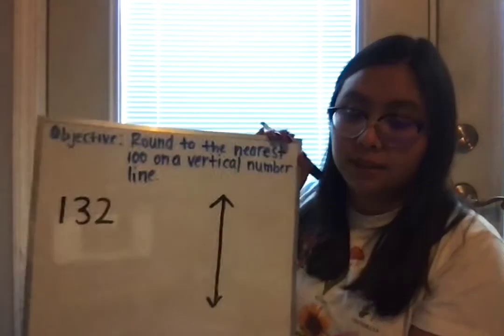Okay, so we're going to get started with our problem. So we are going to round 132 to the nearest 100 using a vertical number line. So first I will start by drawing my number line. Remember, vertical goes up and down. So my number line should look something like this.